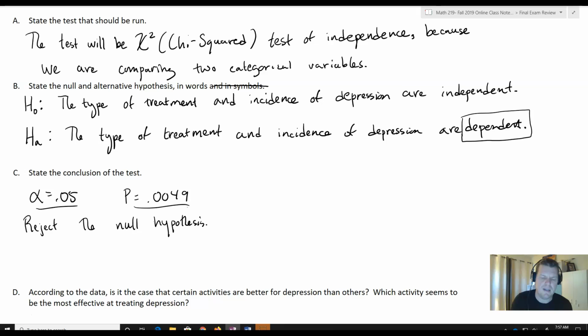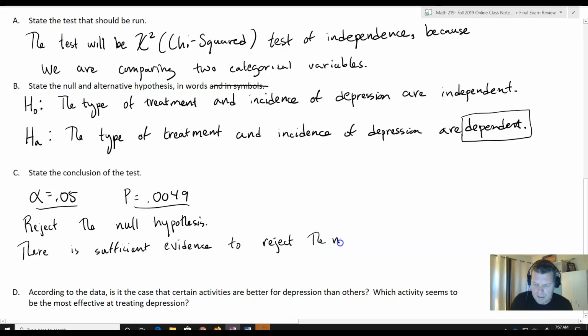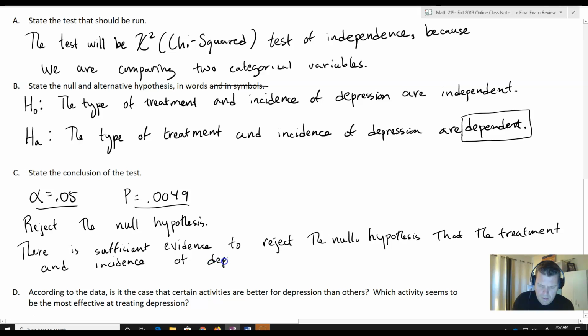So we reject the null hypothesis, and then that tells me there is sufficient evidence to reject the null hypothesis that the treatment and incidence of depression are independent. So I reject that claim that they are independent. You guys got that? Clear.